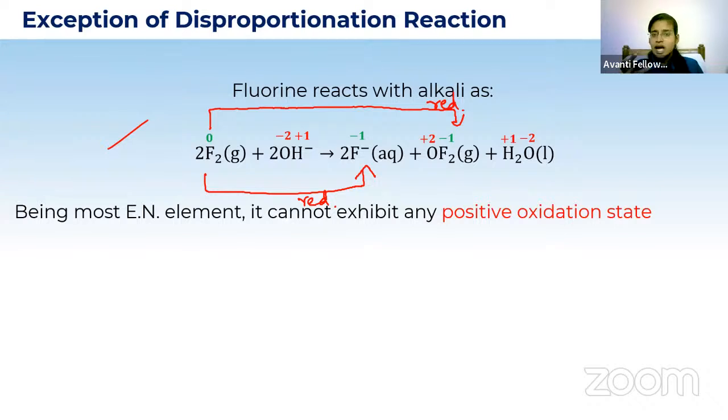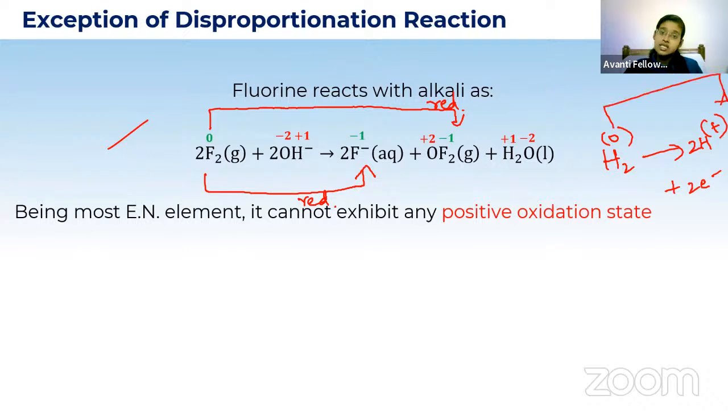When will an element get the positive oxidation state? Only if an element loses its electron, it will get the positive oxidation state, right? So I have hydrogen in 0 state, and if this hydrogen gets converted to 2H plus, it is moving from 0 to +1. So only if it loses 2 electrons, the 0 state will be converted to H plus state, +1 state.